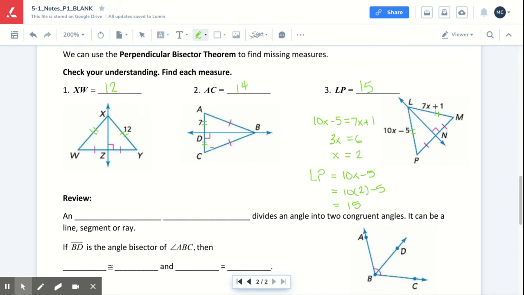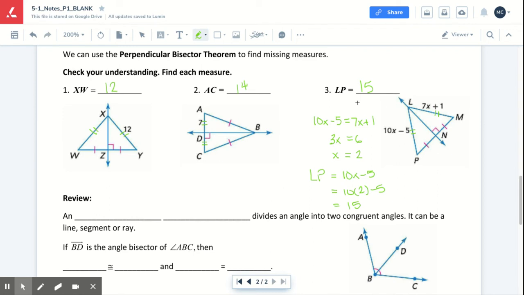On this one over here, they did not tell me that these 2 segments are congruent directly, but they did show me that this was a perpendicular bisector by telling me that this point B is equidistant from A as it is from C. And they showed me that this was perpendicular. So that means that this segment over here and this segment over here are congruent, and they wanted the distance from A to C. So that would be 7 and another 7, so that means 14.